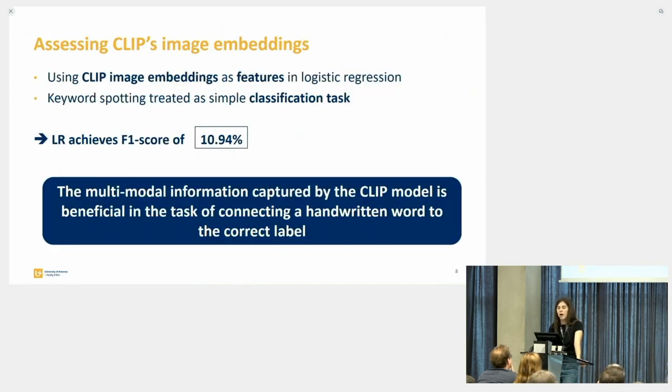Next, I wanted to see how good the image embeddings created by the CLIP model actually are. So I performed a simple logistic regression using the image embeddings created by CLIP as the input for the model. This gave me an F1 score of 10.94%. So from this, I concluded that the multimodal model actually captured information that was beneficial for the task of zero-shot keyword spotting, so to map the correct words to the correct image.